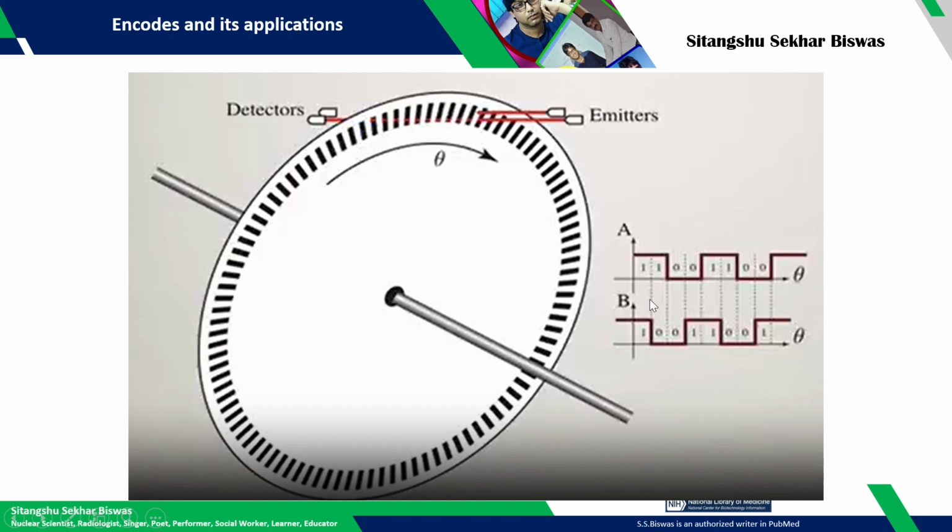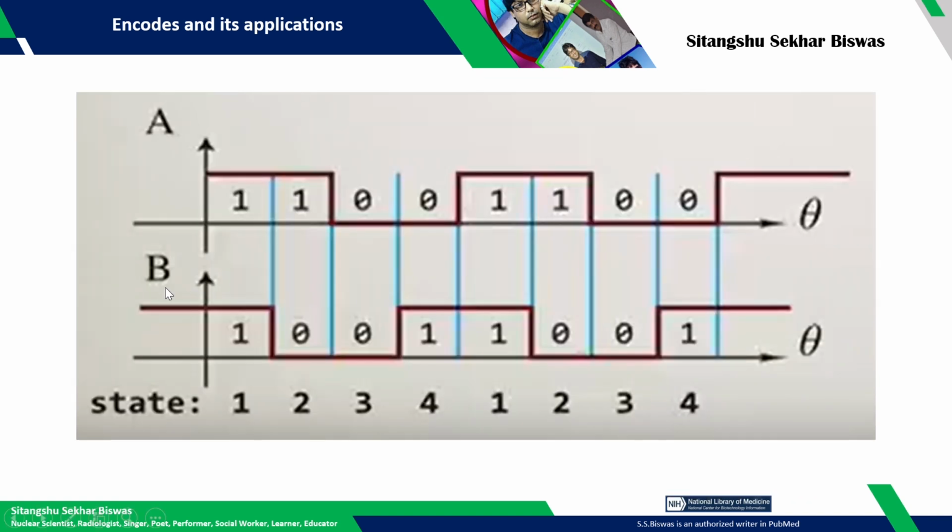This graph shows one cycle, which is 360 degrees. We are dividing this cycle into 4 parts. There is a common pulse here between A and B. The phase shift between A and B is 90 degrees. This is why this pulse is called quadrature pulse.